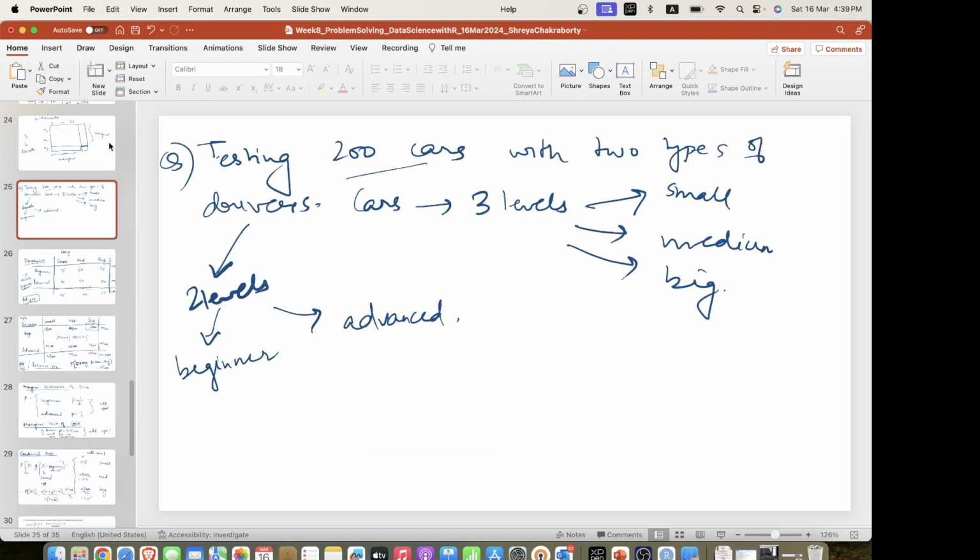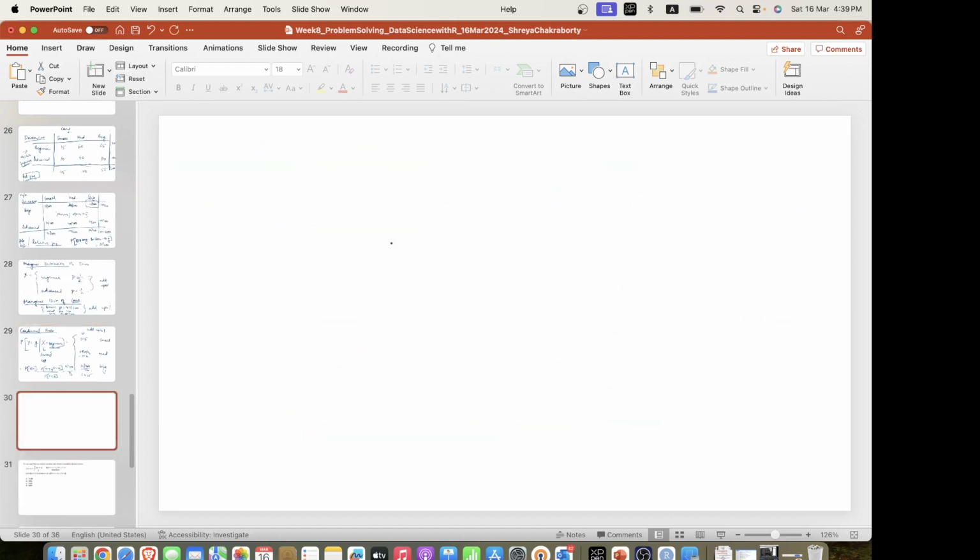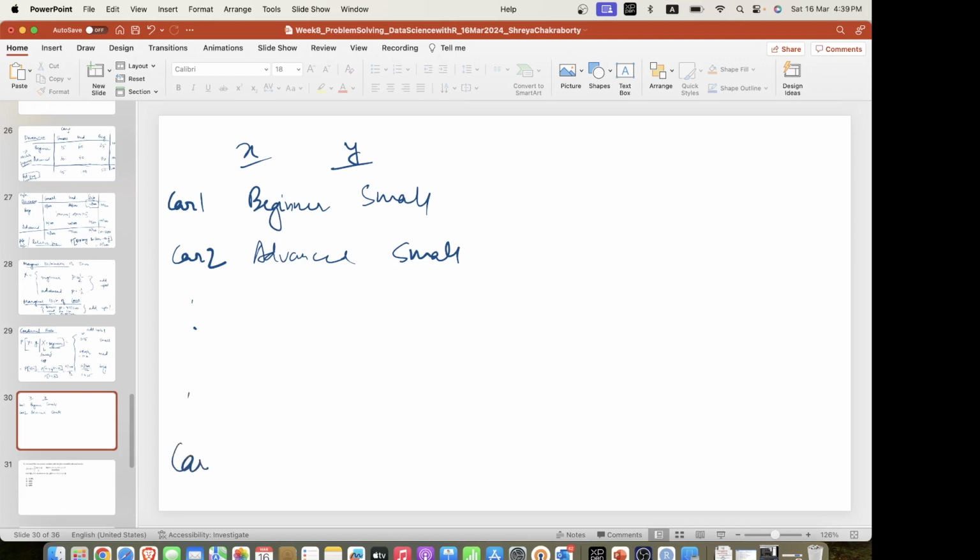So, anyway, if you are given a data set where the data is given to you in this format, I'll come to the continuous setup in a while. So if the data is given in this format, X and Y, let's say you are given car 1, the driver is a beginner and the size is small. Car 2, the driver is advanced and it's small. Like that, car n, the driver is a beginner but it's a big sized car.